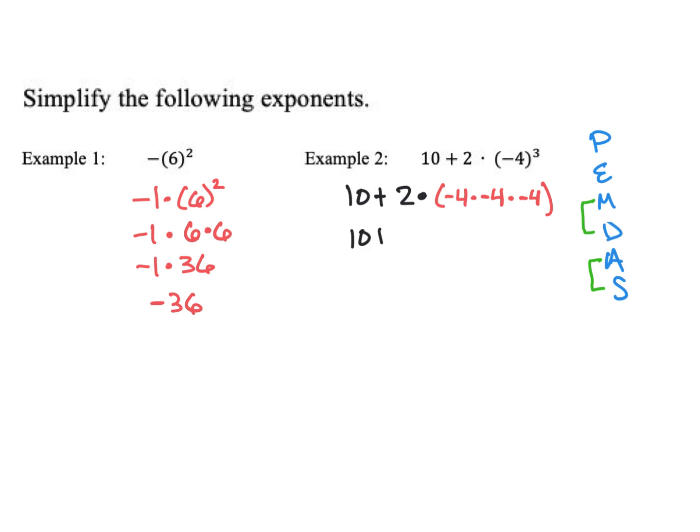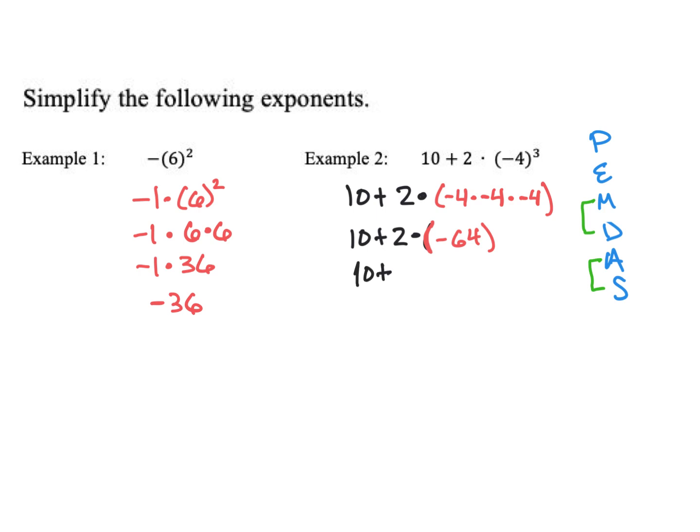So we still have the 10, we still have the 2. What is -4 multiplied 3 times? Grab your calculator and let's do -4 times -4 times -4, and that is -64. So now we have done the exponents. Next, we're going to read it again and look for multiplication and division. We do have multiplication because we have this little multiply. So we're going to take 2, multiply it by -64, and that is -128.